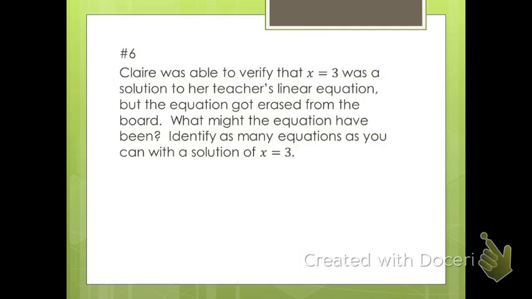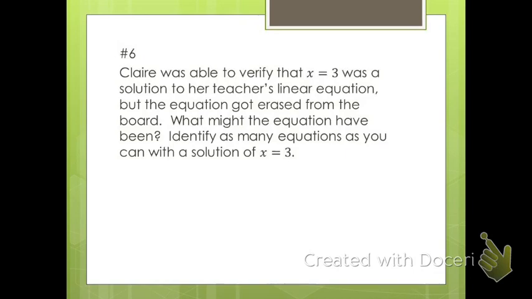Okay, let's look at number 6. I really like this problem. Claire was able to verify that x equals 3 was a solution to her teacher's linear equation, but the equation got erased from the board. What might the equation have been? Identify as many equations as you can with a solution of x equals 3. Well, there's a lot of possibilities for this, and students in class came up with some really creative things. So I'm going to just put a few here.